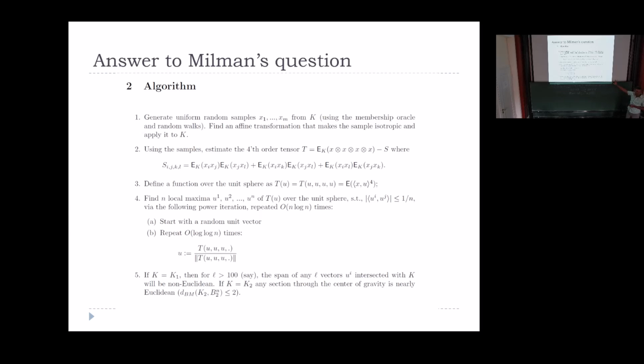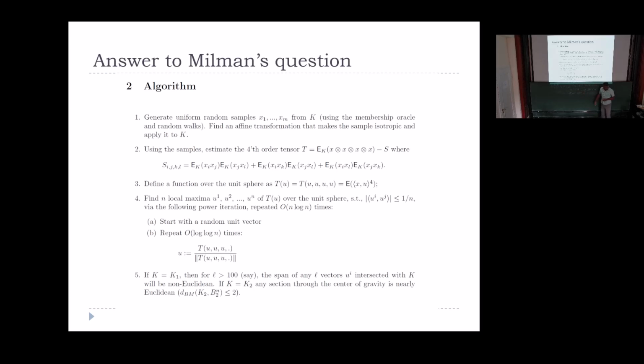This is part of an email. You don't have to read all this, but basically you can generate random samples yourself because you have a membership oracle. This is something we know how to do efficiently. Okay, so whatever body is given to you, generate random samples. Then from those random samples, estimate this tensor that we used in the previous algorithm, and then you can find the local maxima of this tensor by simply doing something like a power iteration. Okay, this will converge very fast to local maxima.